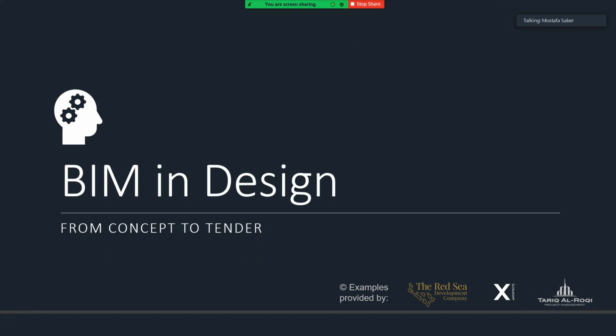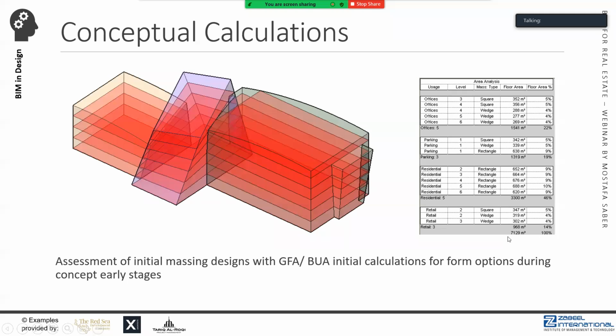Now let's move to our second part of the presentation, and it's about using BIM in design, and how we actually use it from concept until tendering for the design process. When we start using BIM in design, it can start as early as this image, as you can see. It can be related to massing for the project, studies for GFA and built-up areas, related with feasibility studies as well.